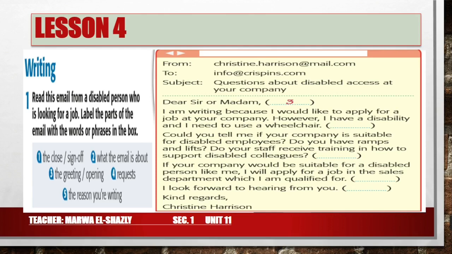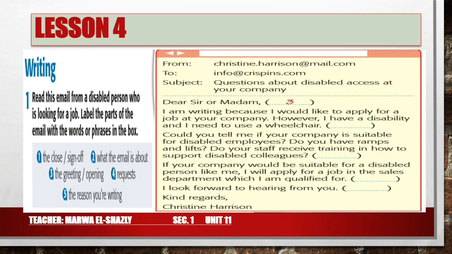Now let's move to the email. From Christine Harrison at mail.com to info@chrisbins.com. Subject, questions about disabled access at your company. Dear sir or madam, comma, notice here. This is number 3, which is the greeting or opening. First paragraph. I'm writing because I would like to apply for a job at your company. However, I have a disability and I need to use a wheelchair.